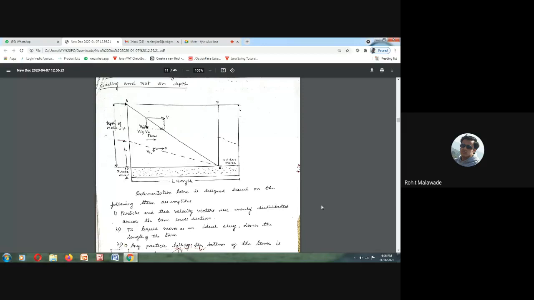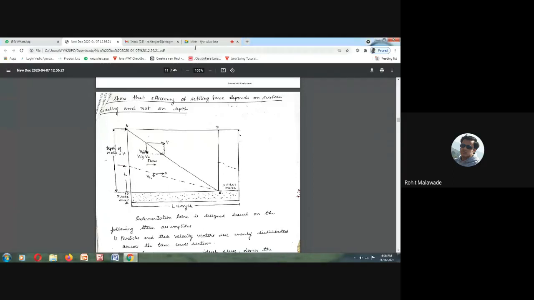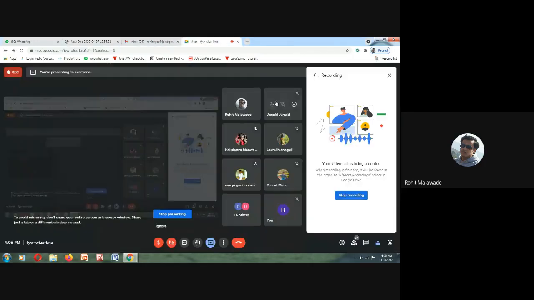Now, in today's class, we are going to solve some problems on the sedimentation tank. But before solving the problems, to know how to calculate the volume, depth, length, and breadth of a sedimentation tank, we will look at some important aspects, that is, the design of the sedimentation tank and how it can be designed.